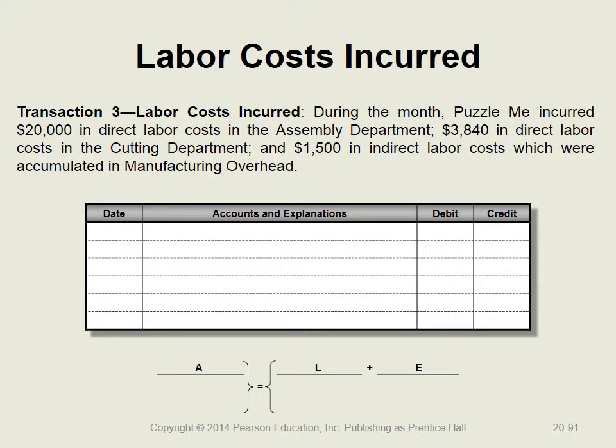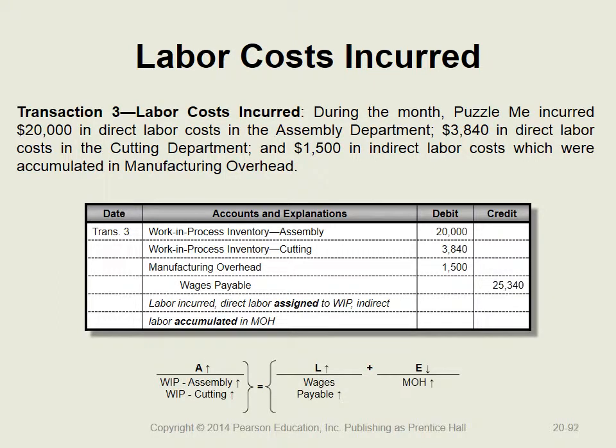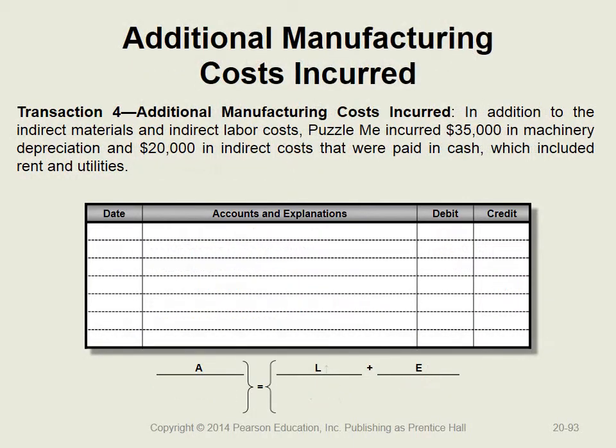Direct labor is used in production in both the assembly and the cutting departments. In addition, indirect labor is used. The work in process inventory accounts for each department are increased with a debit for the direct labor that is incurred. Manufacturing overhead is increased with a debit for the indirect labor incurred. Wages payable is increased for the total of all labor incurred. Additional manufacturing overhead is incurred for depreciation, rent, and utilities.